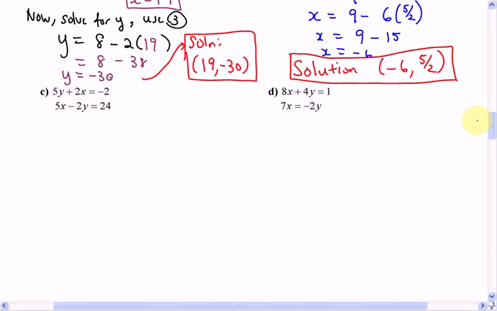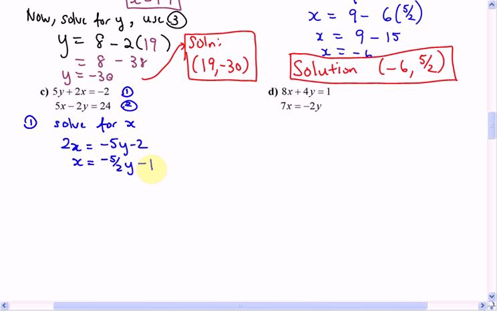Okay, if you're trying C, this one's a little more tricky. You have to decide which one you want to solve for, and they both look pretty nasty. So it's up to you, okay? I'm going to solve for x. I'm going to use number 1 and solve for x. By the way, if you don't like fractions, you can use decimals. Not a big deal, okay?